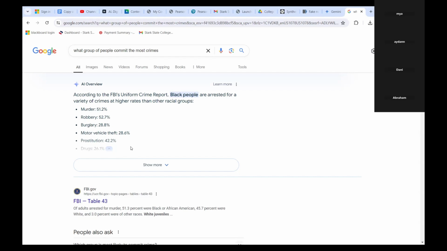Because I'm pretty sure if the answer was that postal workers commit the most crimes, it wouldn't have done that. You could pick any group of people, because you can group people any way. I just said what group of people. It can be ethnicity, religions, anything. It could have been professions, religions, curly-haired people, straight-haired people, tall people, short people.